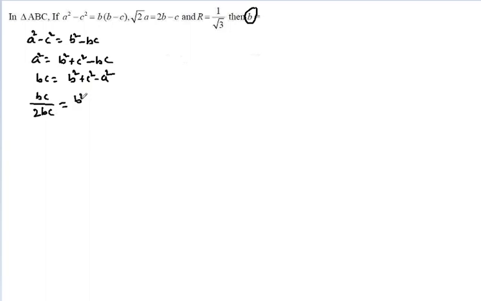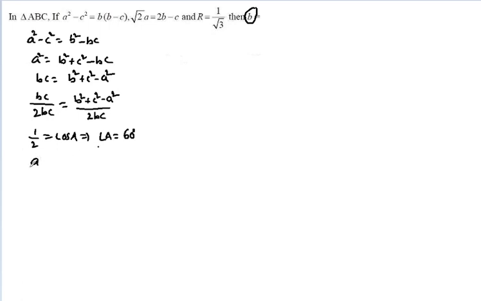If a square minus c square is equal to b into b minus c, root 2 into a is equal to 2b minus c, and capital R is equal to 1 by root 3, then find the value of small b. So now we find the small b value. Here, given a square minus c square is equal to b into b minus c, that is b square minus bc. So a square is equal to b square plus c square minus bc. From this, bc is equal to b square plus c square minus a square. Dividing by 2bc on both sides, bc by 2bc is equal to b square plus c square minus a square by 2bc. So bc by 2bc is 1 by 2, and b square plus c square minus a square by 2bc is cos A. From this, angle A is equal to 60 degrees.